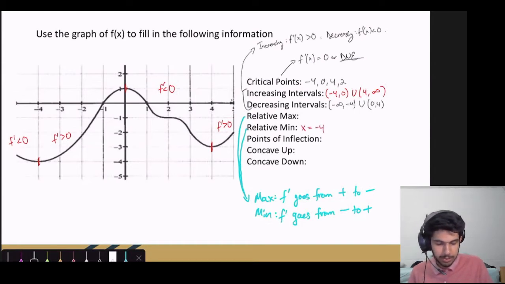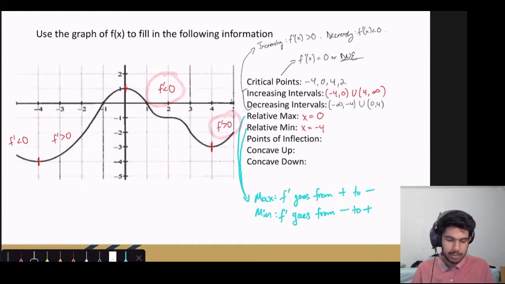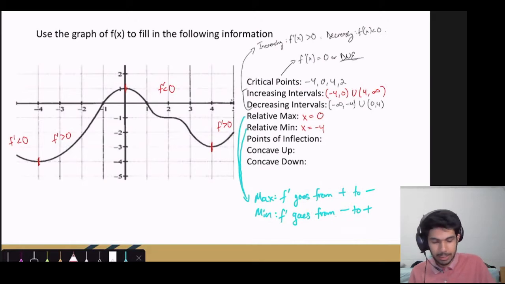Okay, now let's look at the next critical point at 0. So we're here. To the left of it, f prime is positive. To the right, f prime is negative. So by our definition, that's a max. So x equals 0 goes there. Cool. Let's check x equals 4 next. We're here. To the left, f prime is less than 0. To the right, f prime is greater than 0. By our definition, that's a min, so we'll add that along here.